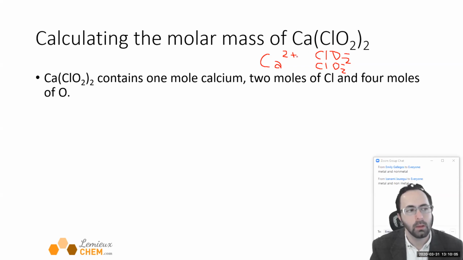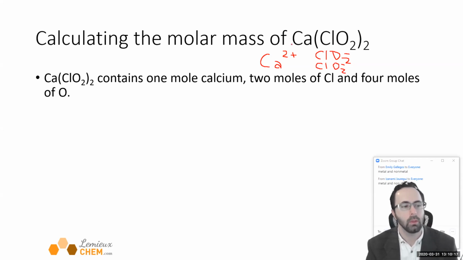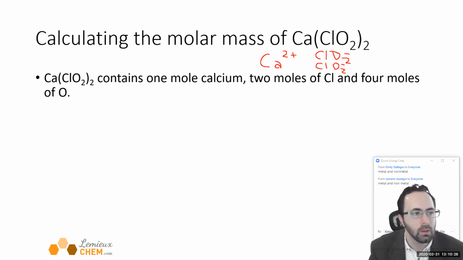1 times 1 is 1 calcium atom. 1 times 2 times 1, that's 2 chlorine atoms. 1 times 2 times 2, so we have 1 of these, times 2 times 2, that's 4 oxygen atoms. That's because there's 2 chlorides and each one has 2 oxygen atoms. So that's 4 oxygen atoms total. So if we have 1 of these, we have 1 calcium atom, 2 chlorine atoms, and 4 oxygen atoms.